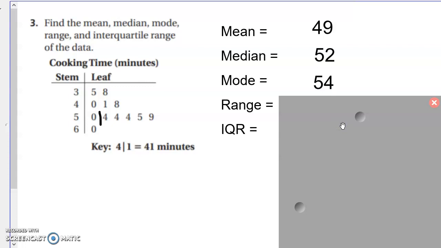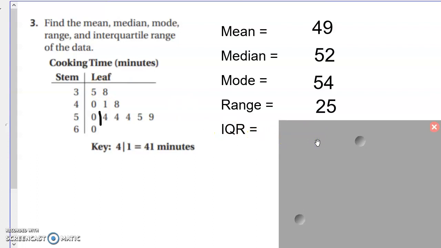Next up is range. Range is the difference between the highest and the lowest number. So my highest number here is 60. My lowest number is right there, 35. So I'm going to take 60 minus 35, and that gives me my range of 25.